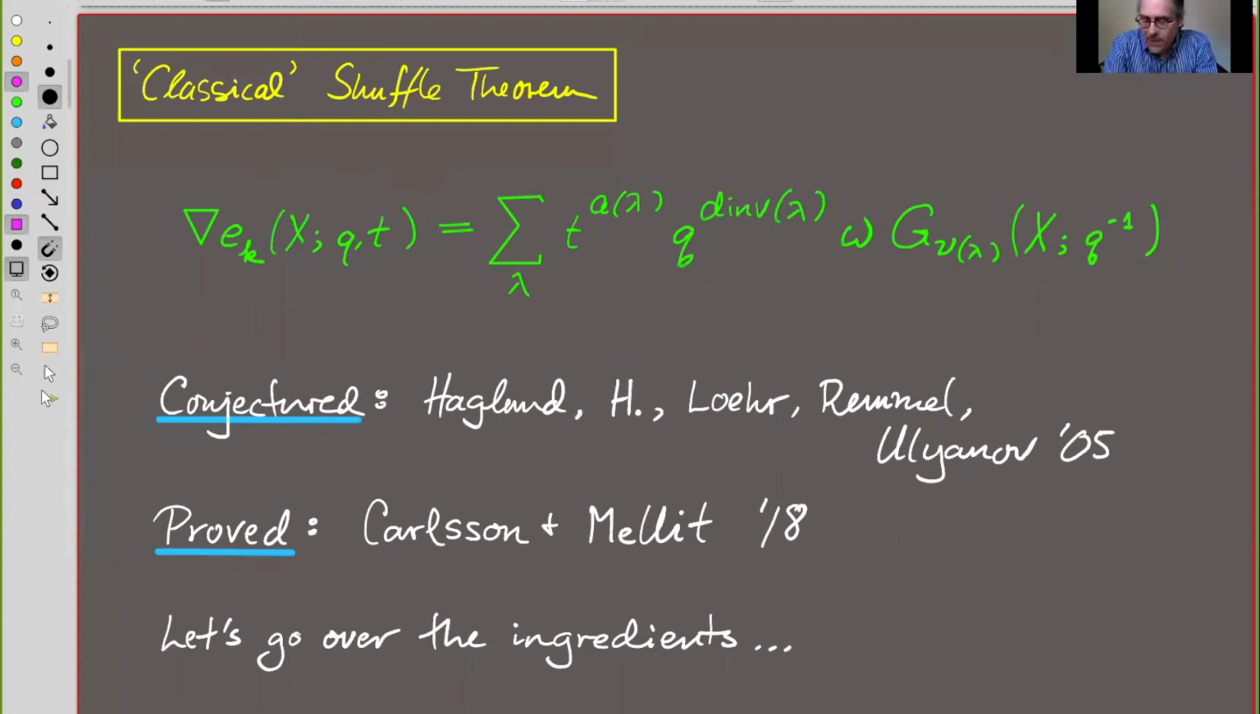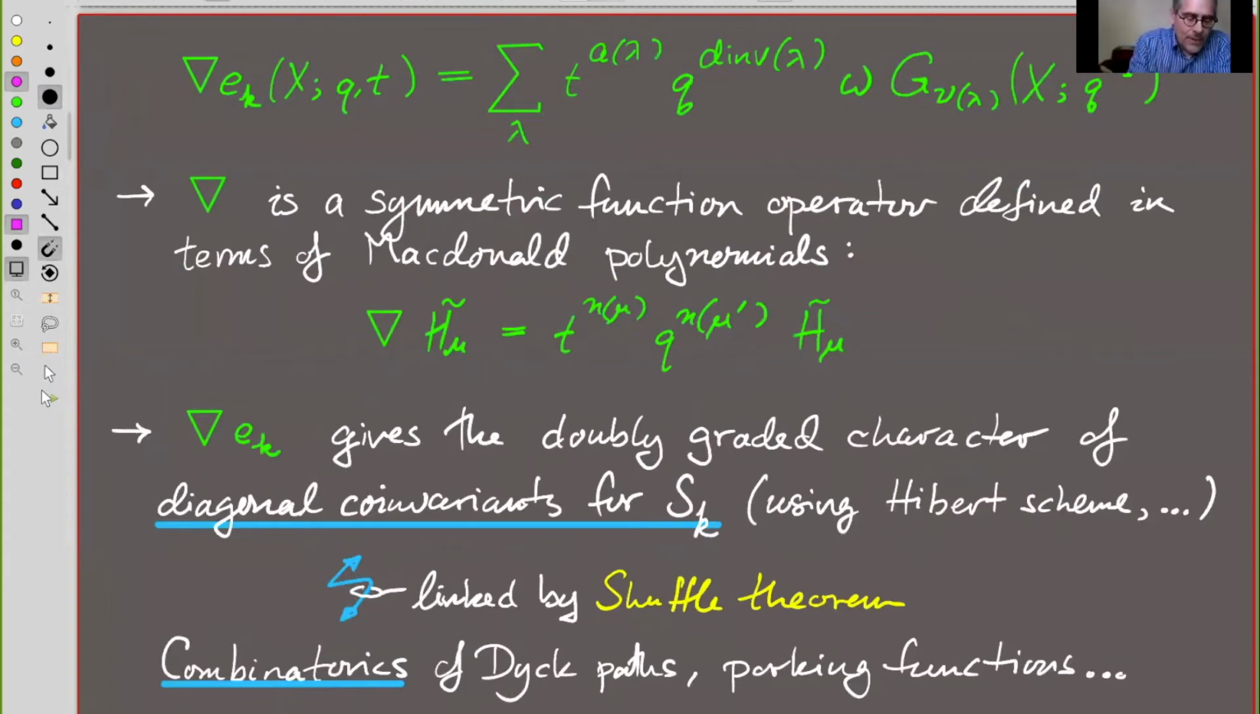So here's the classical Shuffle Theorem. I've written it as an identity there in green. And this was conjectured by Haglund, Haiman, Loehr, Remmel, Ulyanov, and myself, and proved more than 10 years later by Carlsson and Mellit. And I'd like to go over what the various ingredients of that identity you see there are. The left-hand side is algebraic and representation theoretic. The right-hand side is combinatorial, and we'll talk a little bit about both. So let's start with the left-hand side.